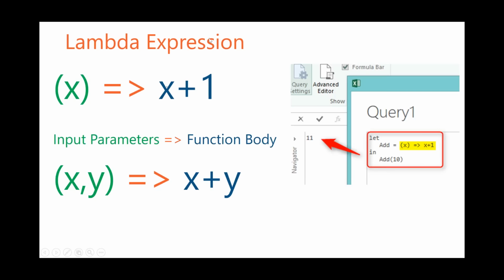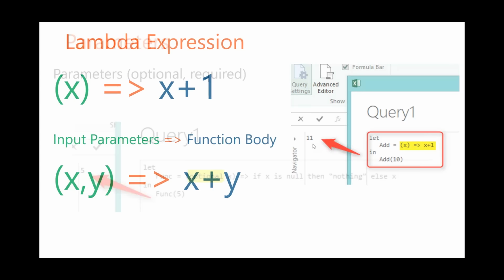For example, with the function body x plus 1, that means I'll add 1 to every x value that I have. And x definitely has to be an integer or numeric for this type of function to work properly. Or this second one would do x plus y. I'll call the whole thing a function called add, then call that function add with a parameter, and I'll have the results. So it's very easy to use.